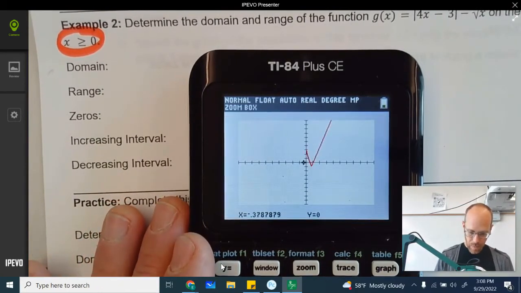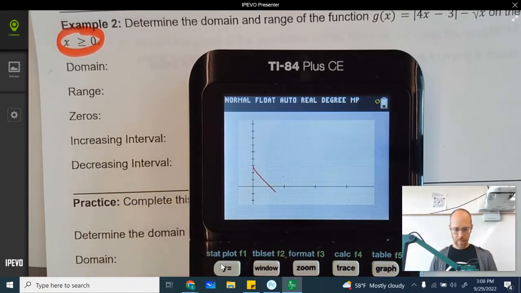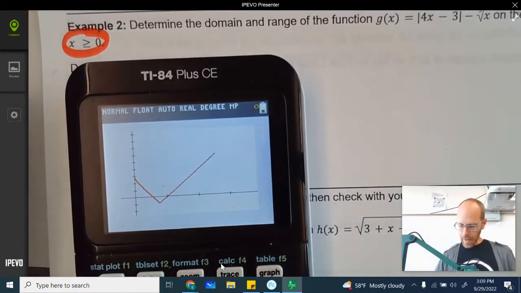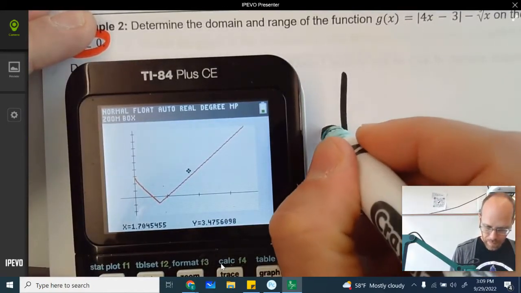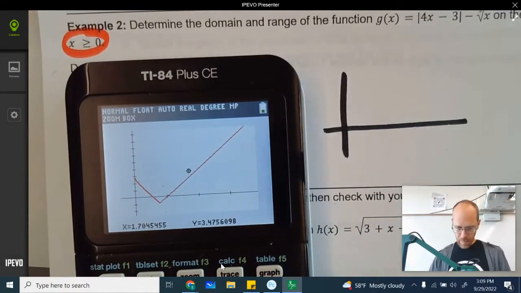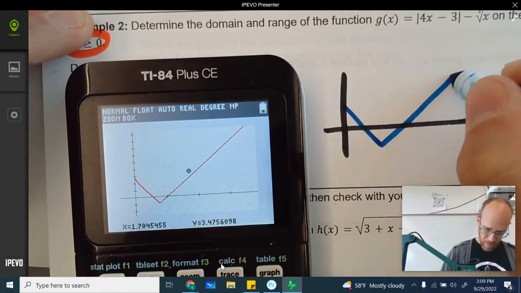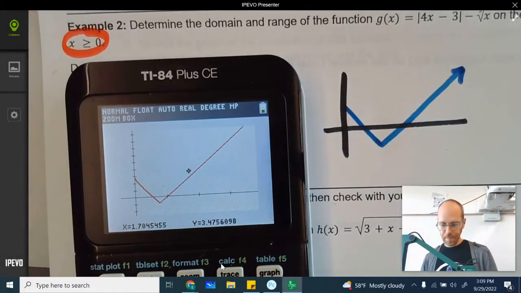I'm going to use the zoom box again. So up to about right here. There's my graph. And just like we did on the last one, I'd like you to draw a picture. And there is our graph. We can tell that it's going off to infinity in this direction.